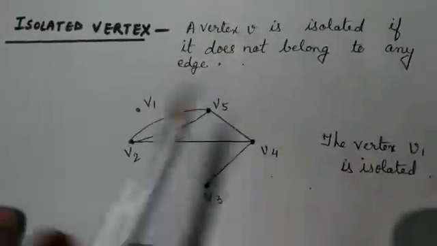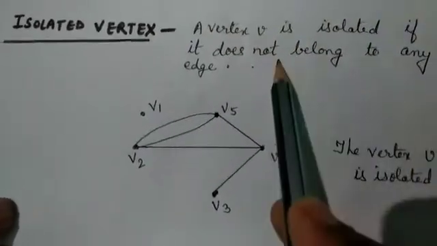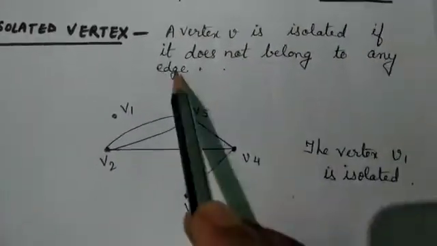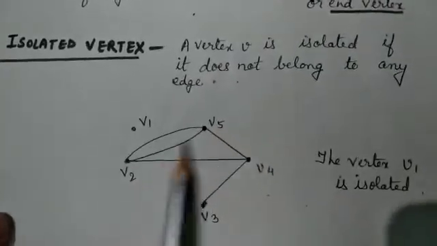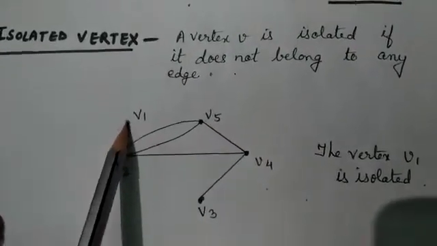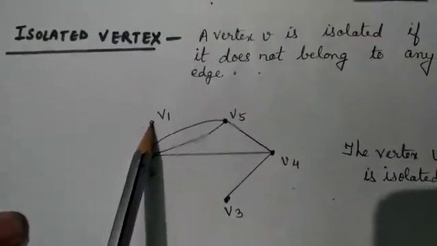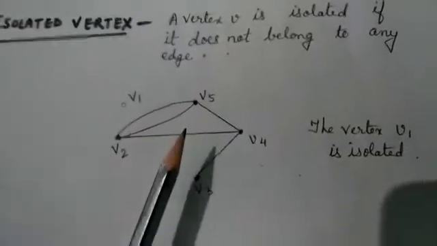Next is the isolated vertex. A vertex V is isolated if it does not belong to any edge. Here you can see the graph. In this graph, V1 is isolated. So V1 is the isolated vertex for this graph.